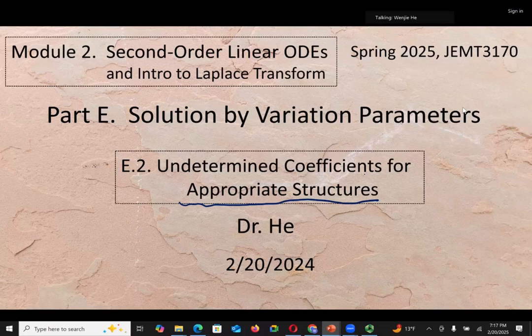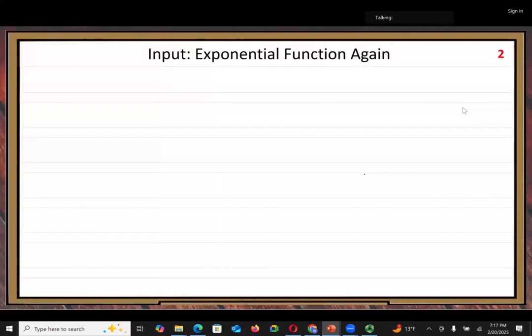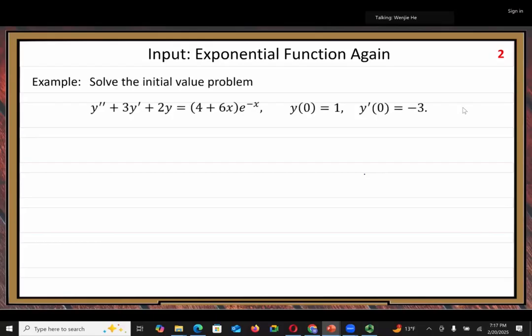All right. So let's look at the question. Exponential function again. Let's look at one example first. In this example, an initial value problem, we do not use the Laplace transform. We just use the non-Laplace transform way. This is the R function, the right-hand side, R function.